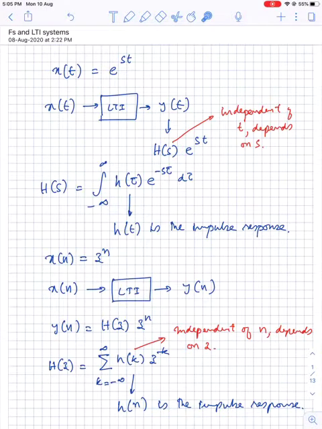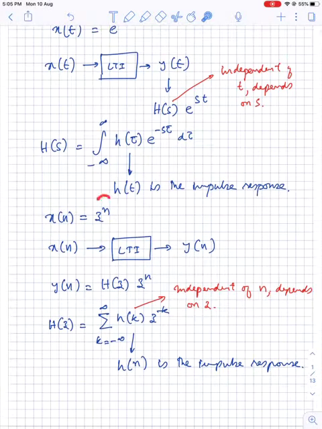But now what is this h of s? H of s we said was the integral of h of tau e raised to minus s tau d tau. This was covered in the earlier part of the Fourier series chapter, where h of t is the impulse response, right, of this LTI system. The impulse response is the response of the system to the unit impulse function.